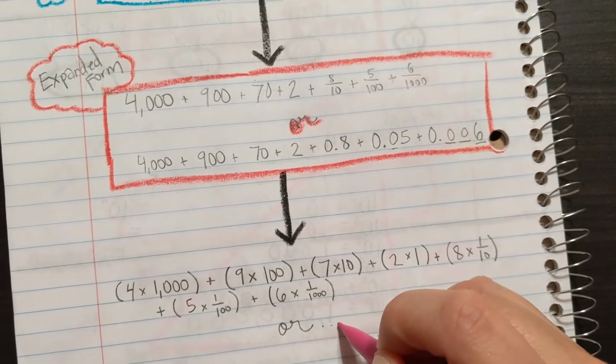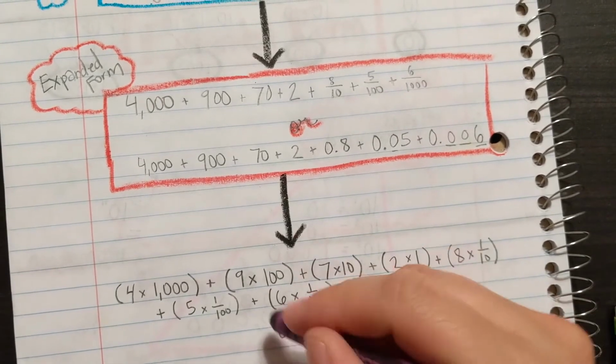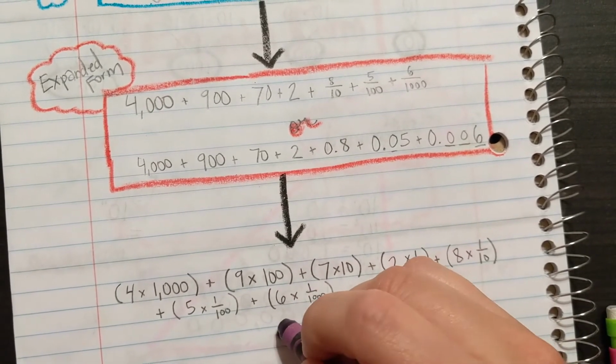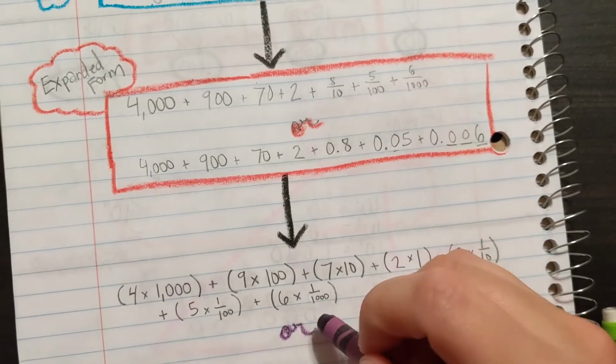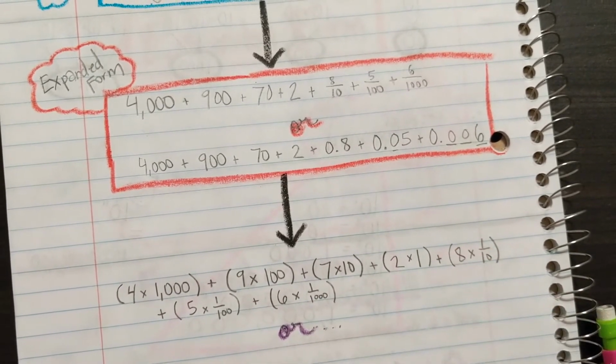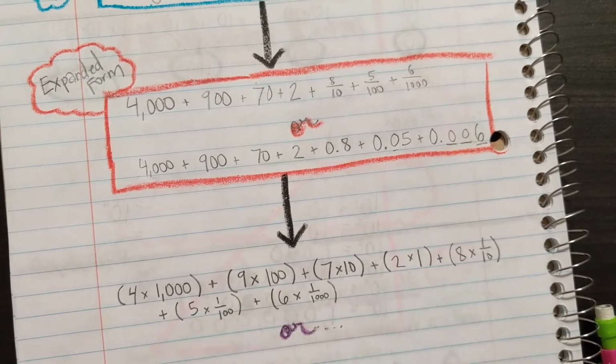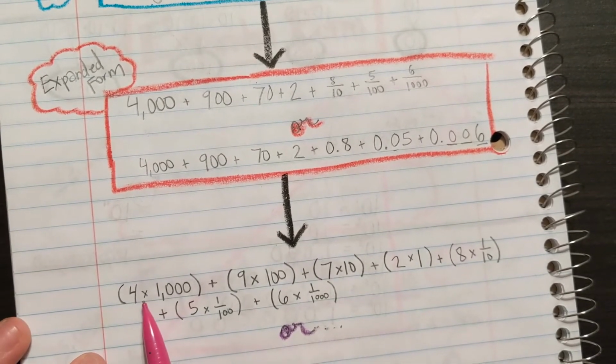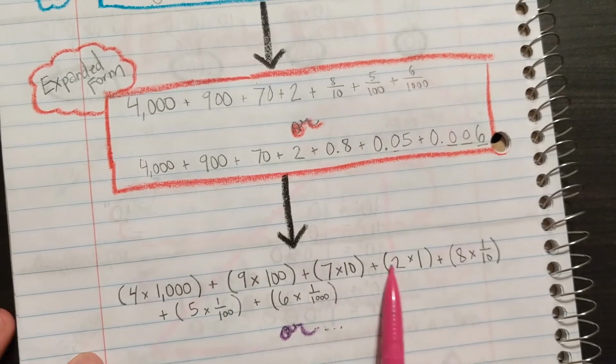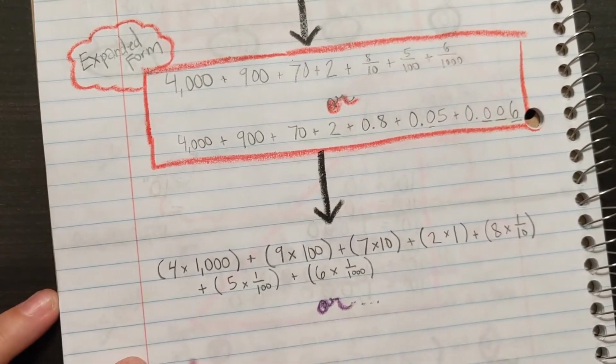Dot, dot, dot. This one's going to be purple. Or we can actually put them in decimal form instead of in fraction form. Okay? So all the whole numbers stay the same. The 4, the 9, the 7, the 2. Ready? Here we go.